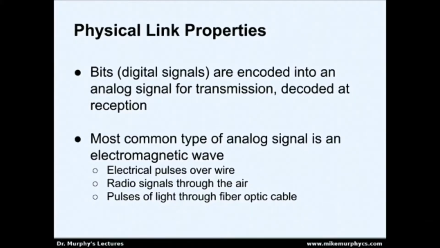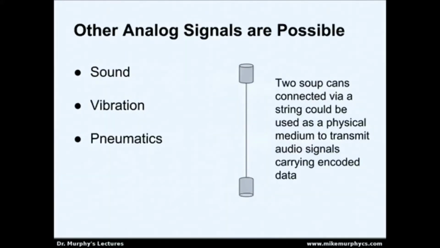Different types of electromagnetic waves can be used. We have electrical pulses over wire, radio signals that can be transmitted through the air, or pulses of light that can be transmitted through a fiber optic cable.